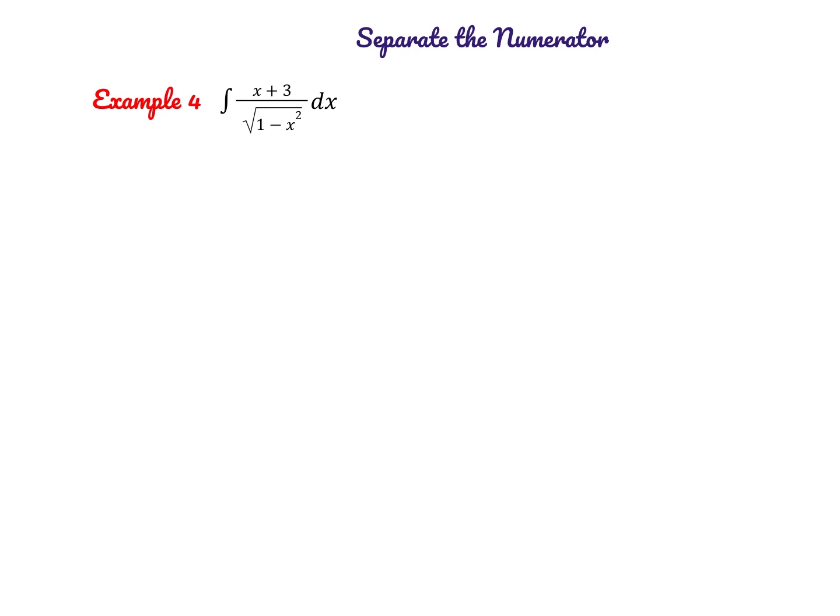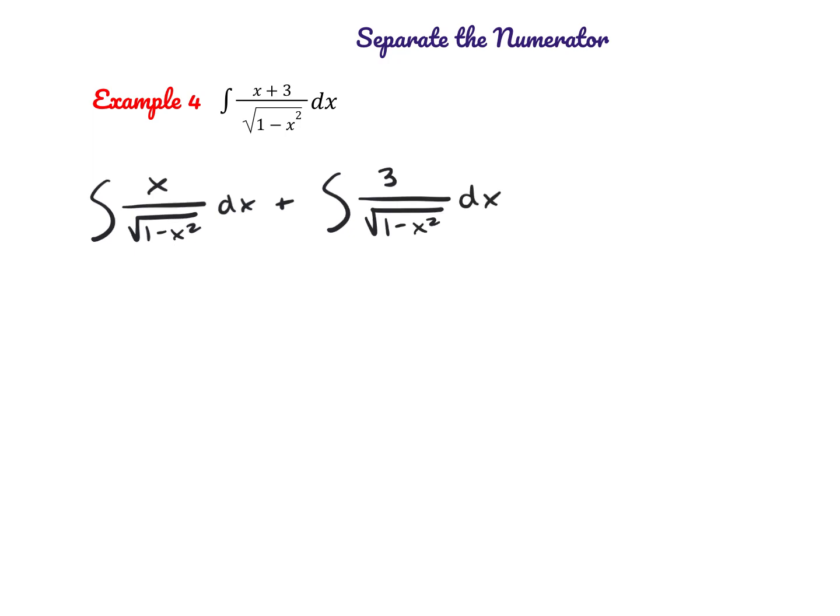All right, let's try another one together. So here, looking at this, if you tried U sub right off the bat, it's not quite going to work because of this sum within our numerator. So we can try the strategy of separating the numerator and creating, in this case, the sum of 2 separate integrals. So I'm going to rewrite it like this. The integral of x over the square root of 1 minus x squared dx plus the integral of 3 over the square root of 1 minus x squared dx.